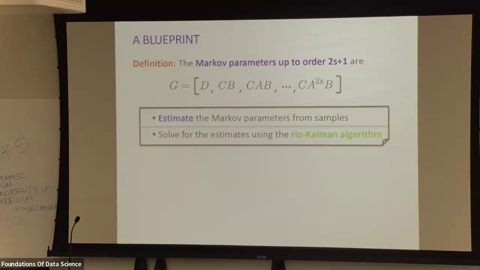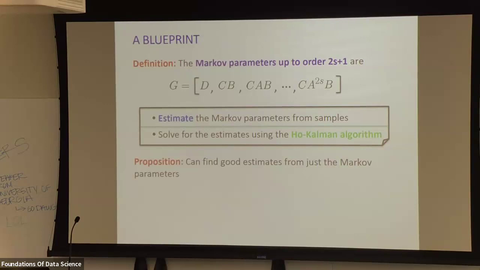But here's my recipe. I'm going to estimate the Markov parameters from samples. And then I'm going to use the Markov parameters to estimate the actual parameters I care about. That's how I'll get my estimates A hat, B hat, and C hat. Okay? And not only am I simple, I'm also lazy. So in fact, I claim that step 2 has already been done for us. It was done in the 60s. And it's called the Ho-Kalman algorithm.